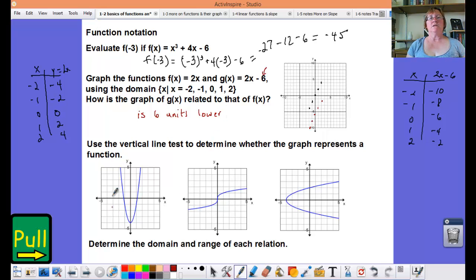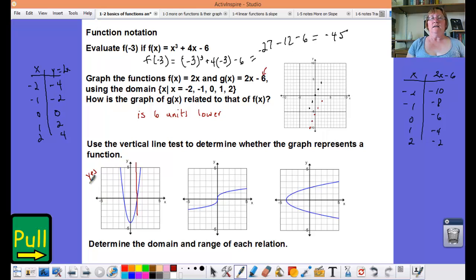And lastly, today we're going to ask you to decide whether we have a function, then give the domain and range of each relation. It says, because we don't know for sure that they're functions. I'm going to do the first one, and then we'll stop and have you try the other two. Vertical line test. We'll hit that parabola in only one spot. That means that this is a function.